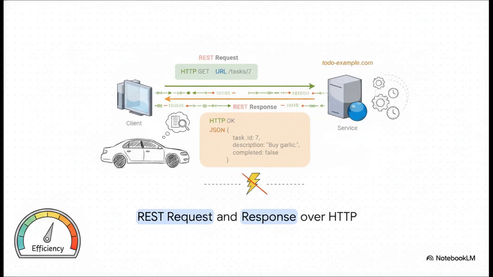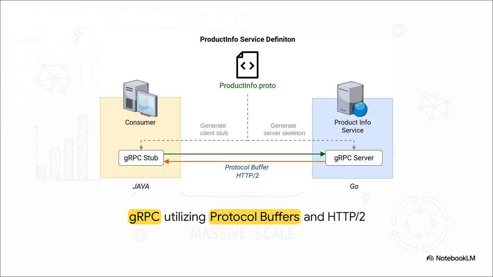But because REST applications have to constantly convert binary data into text, send it over HTTP/1, and then parse it back into binary on the other side, it's just a lot less efficient when you're trying to optimize for pure speed. But then we have the alternative, gRPC.